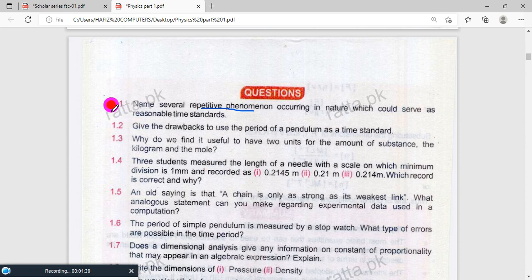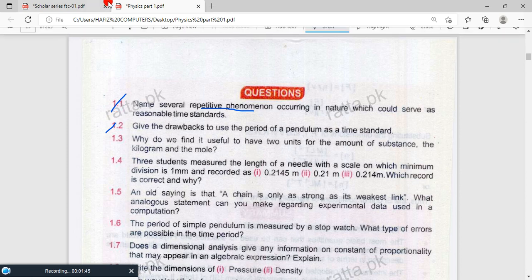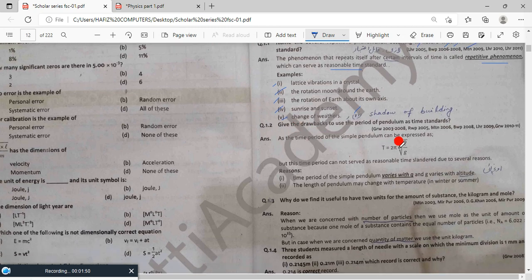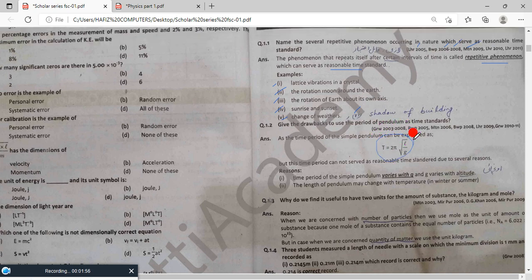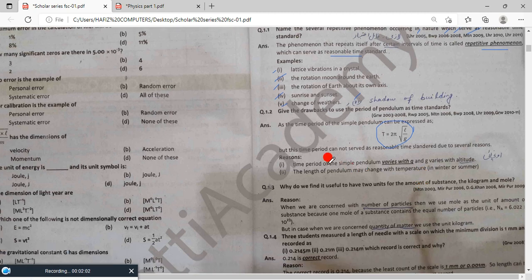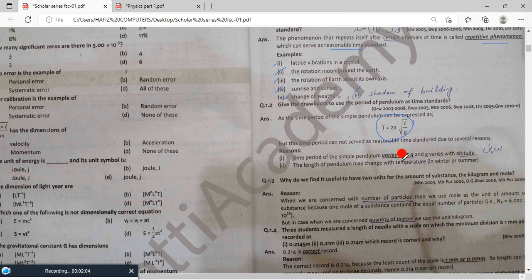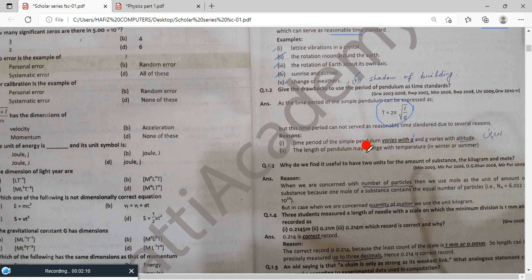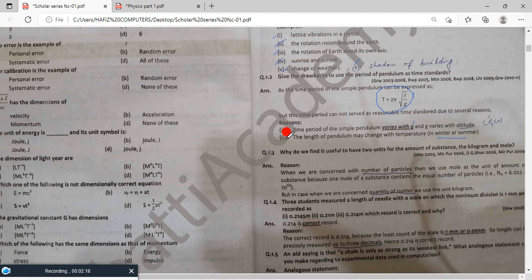The next short question is: give the drawbacks of using the period of a pendulum as a time standard. The time period of the pendulum is expressed as T equals 2 pi under root L over g, but this time period cannot serve as a reasonable time standard for several reasons. The time period of a simple pendulum varies with g, and g varies with altitude. The length of the pendulum may change with temperature in winter or summer. These are the possible reasons for the drawbacks.